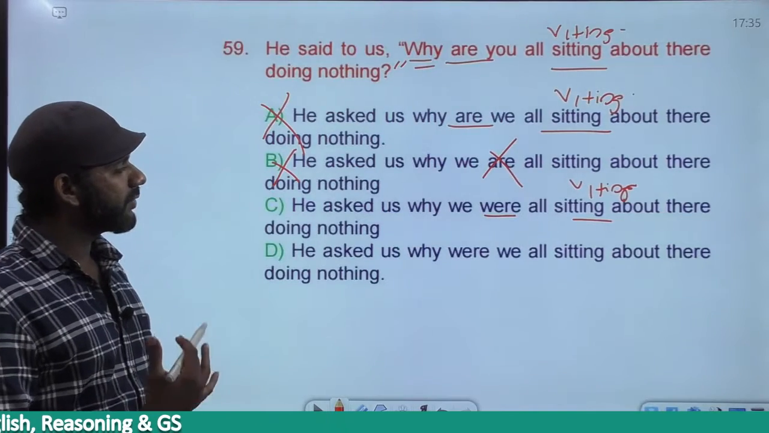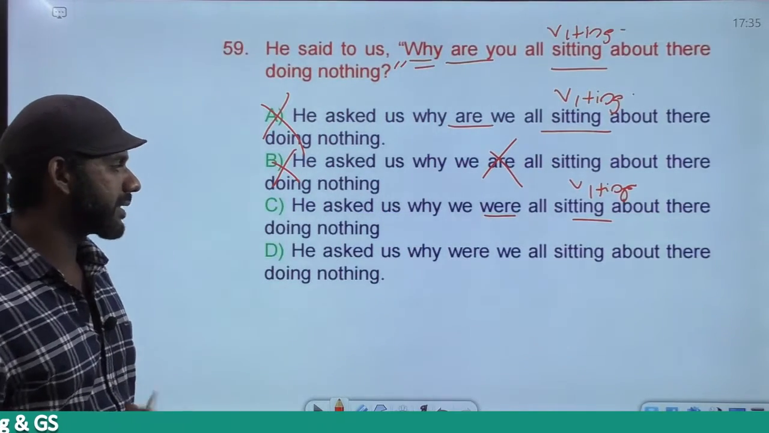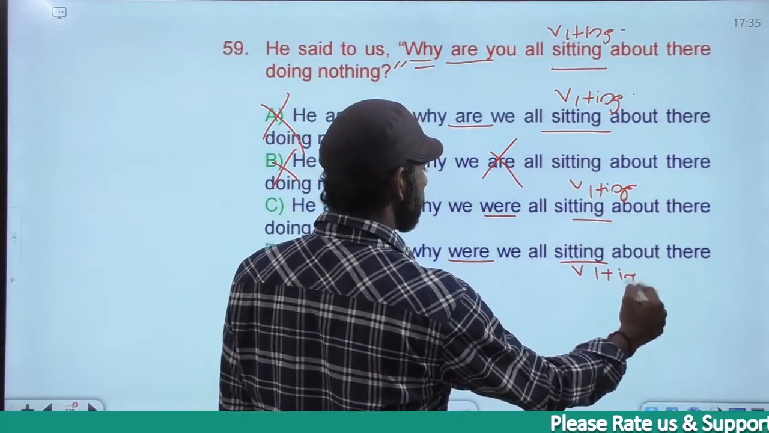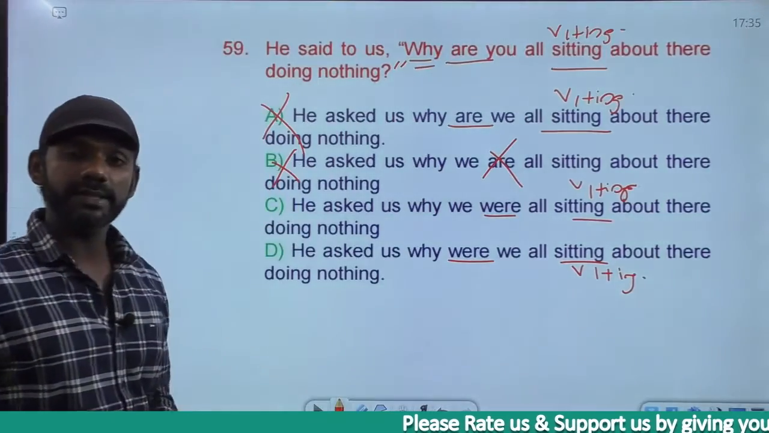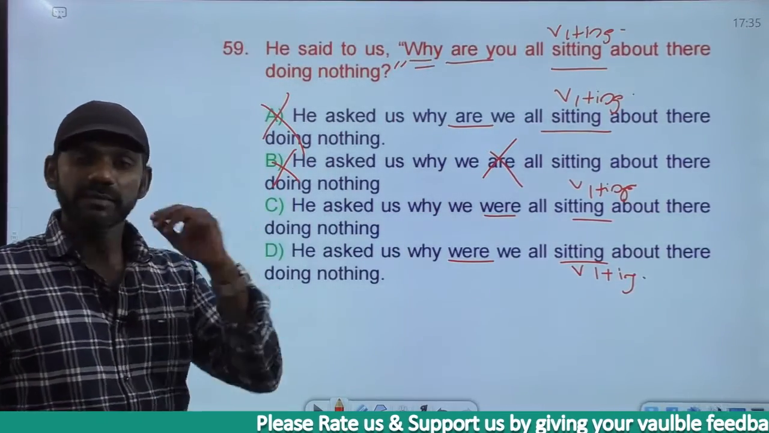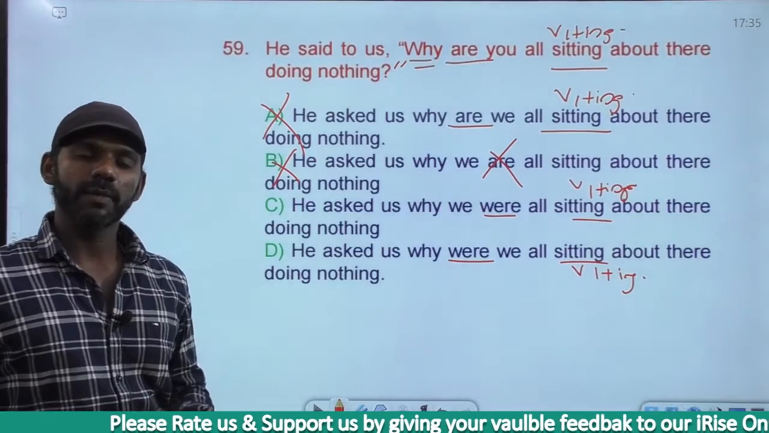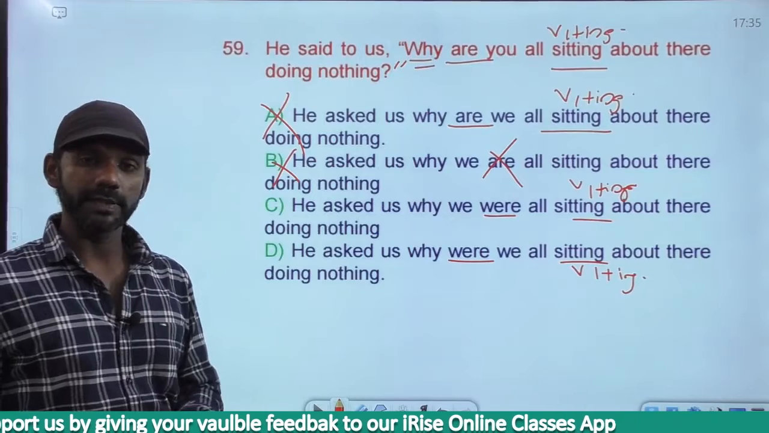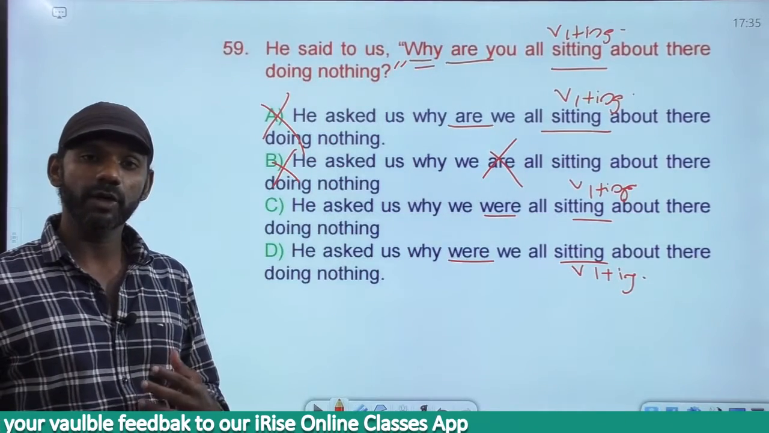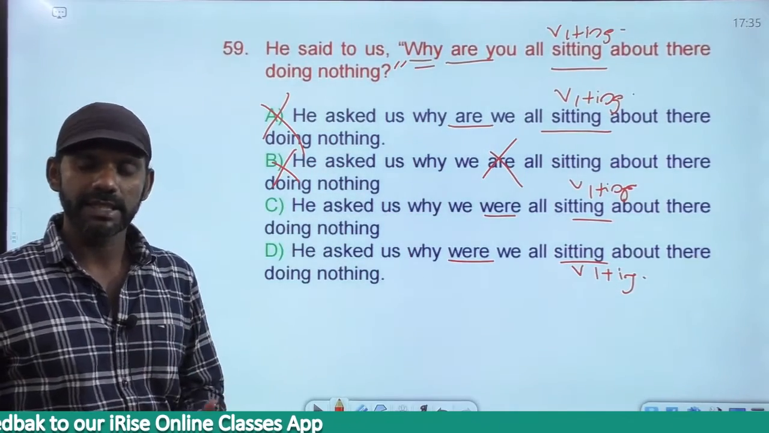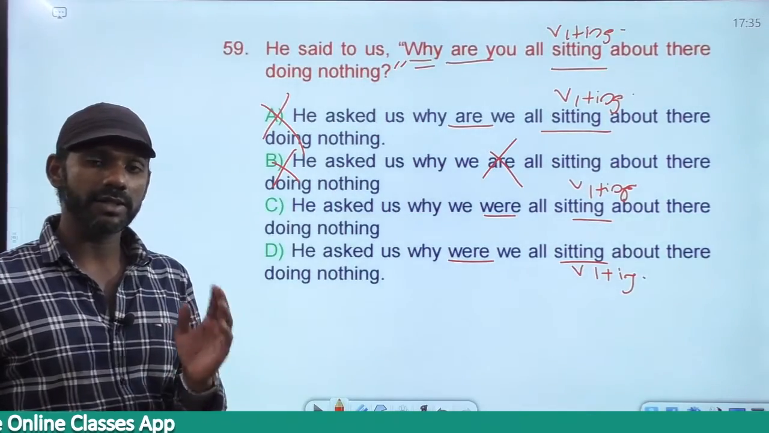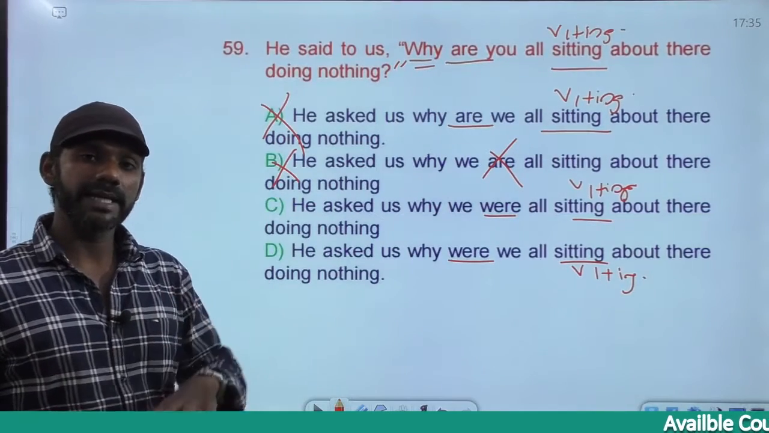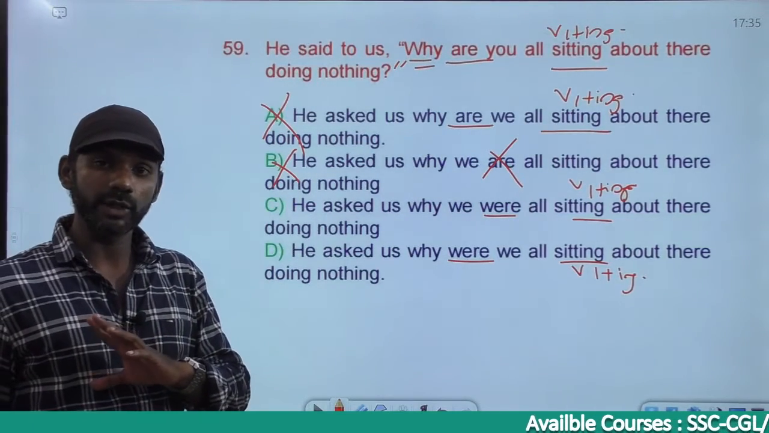He asked us why were we all sitting there doing nothing. "Why were we all sitting there" is verb plus V1 plus ing, past continuous. So we have 2 options in the past continuous tense. I told you, no matter what, the option that we select as the answer must be grammatically correct. I told you many times, a sentence in the indirect speech cannot be called an interrogative sentence because the sentence in the indirect speech does not start with a question word, does not end with a question mark, it ends with a full stop. So a sentence in the indirect speech is not an interrogative sentence.